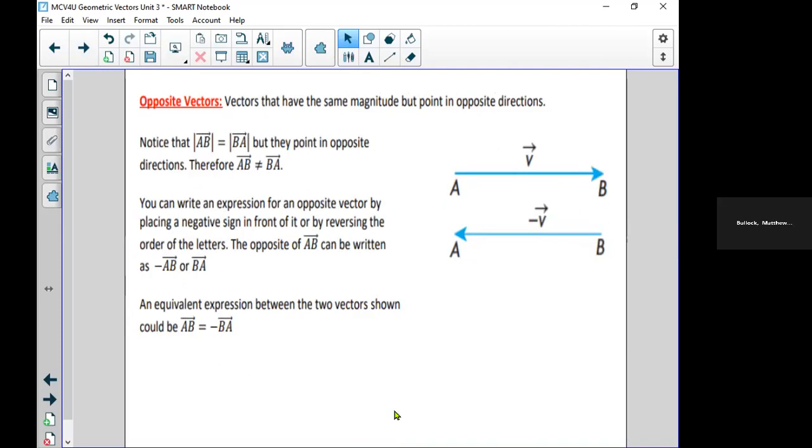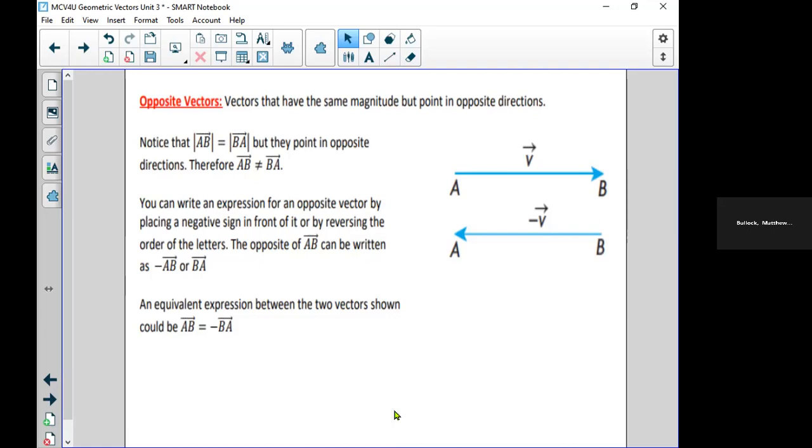So the first thing I want to notice is the magnitude of each is the same. So we could denote that using our absolute value symbols, okay? But they point in opposite directions. Therefore, vector AB does not equal vector BA. The directions must be the same in order to be equal to each other, but their magnitude is equal.